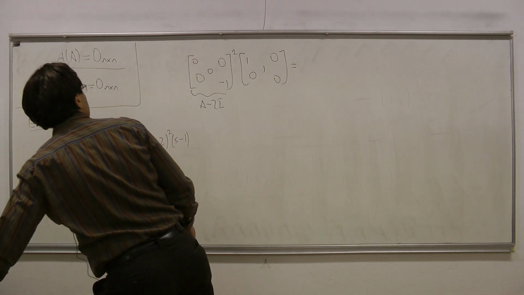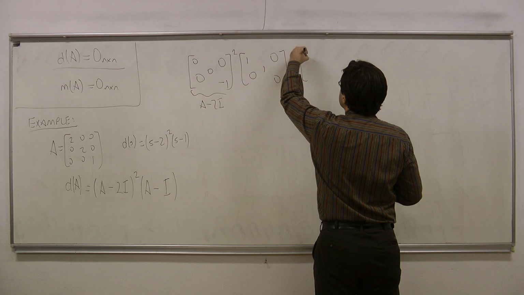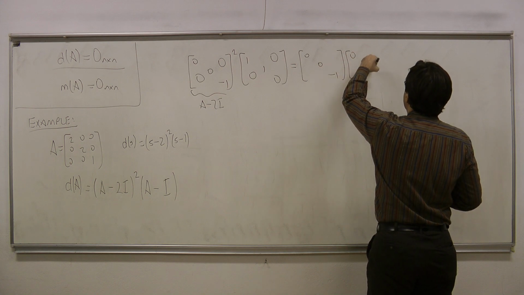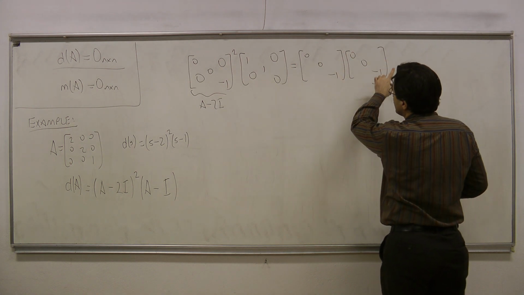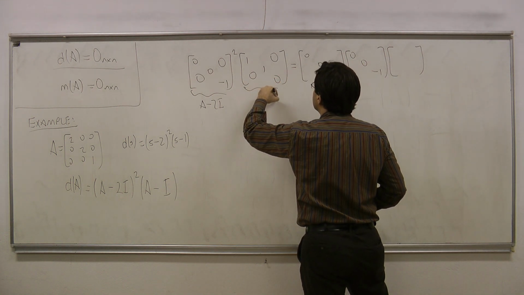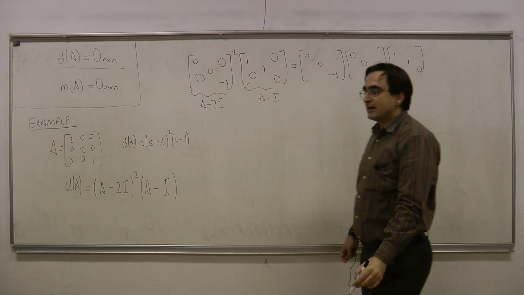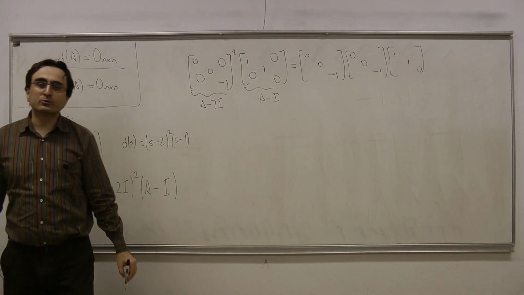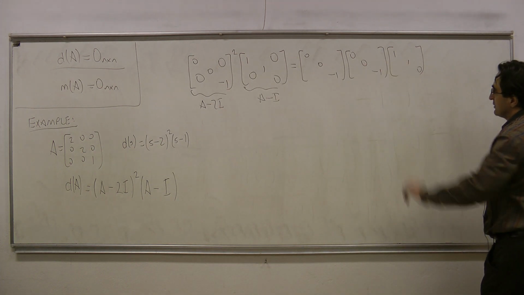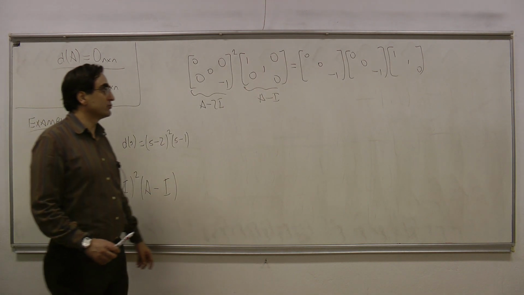So now I'm going to write this in the long way. So this is the square of this matrix, so I would have 0, 0, minus 1, and since this is a square, 0, 0, minus 1 again. And I would have the other matrix, A minus identity, which is 1, 1, 0 here. When you multiply diagonal matrices, all you have to do is to multiply their diagonal elements one by one. So really you do not have to make a long matrix multiplication. Just multiply the diagonal elements of the matrices.